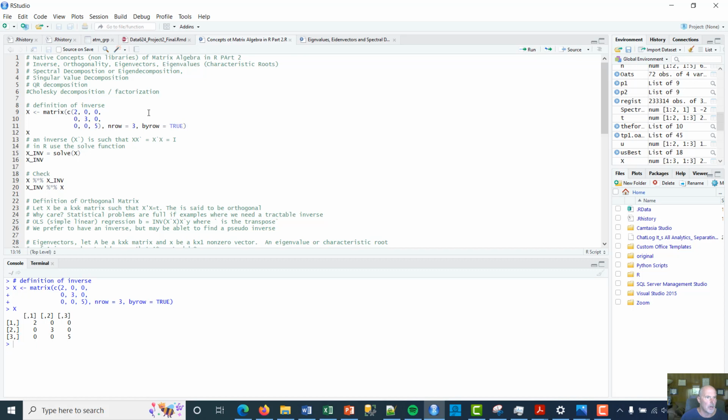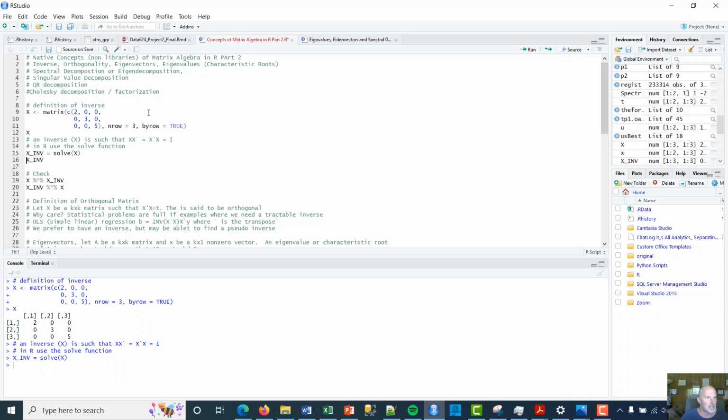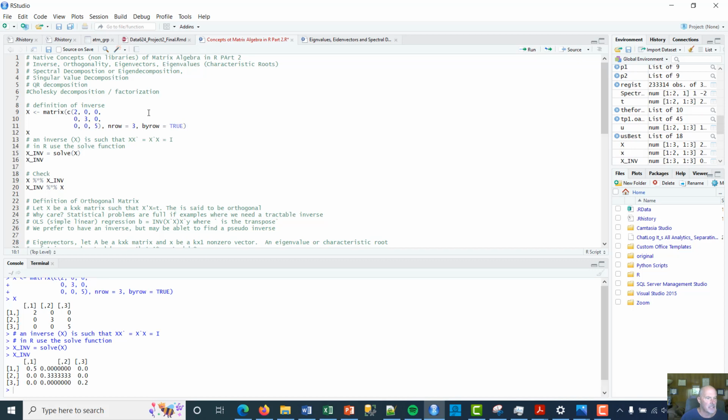So an inverse, and we'll call it x prime, or really the inverse of x, is such that x inverse times x, that's x transpose, is equal to x times x inverse, which is equal to the identity matrix, which is a diagonal matrix of ones along the diagonal and 0 otherwise. So in R, we use the solve function. All right, so the inverse of x is solve(x). And if I do that, this is the result that I get for that inverse.